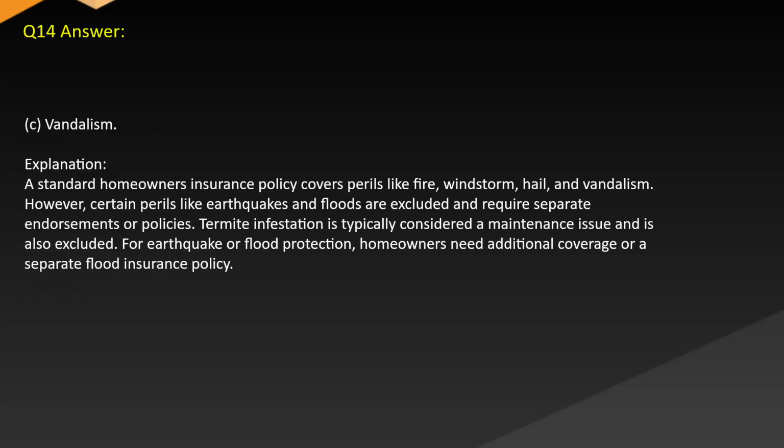Answer: C. Vandalism. Explanation: a standard homeowner's insurance policy covers perils like fire, windstorm, hail, and vandalism. However, certain perils like earthquakes and floods are excluded and require separate endorsements or policies. Termite infestation is typically considered a maintenance issue and is also excluded. For earthquake or flood protection, homeowners need additional coverage or a separate flood insurance policy.